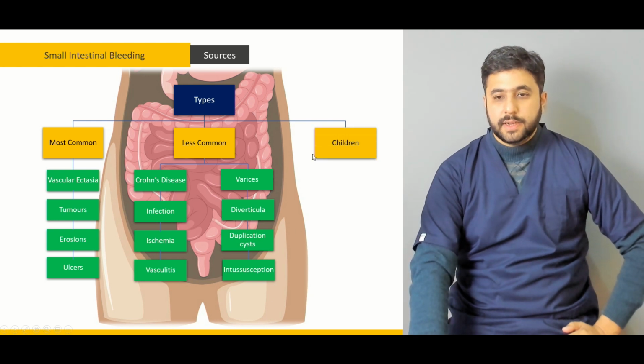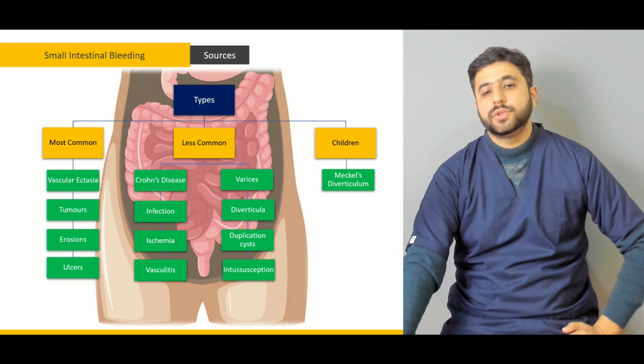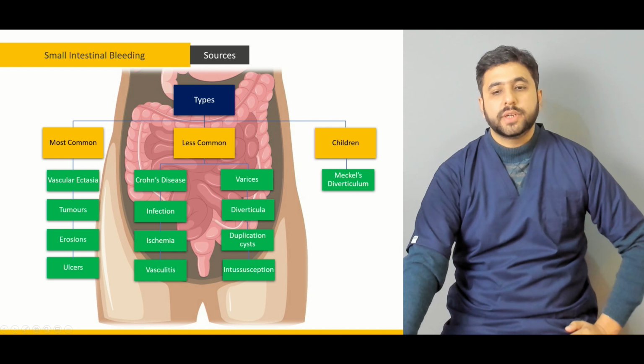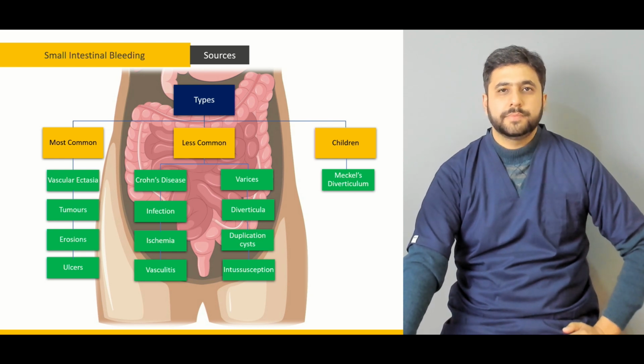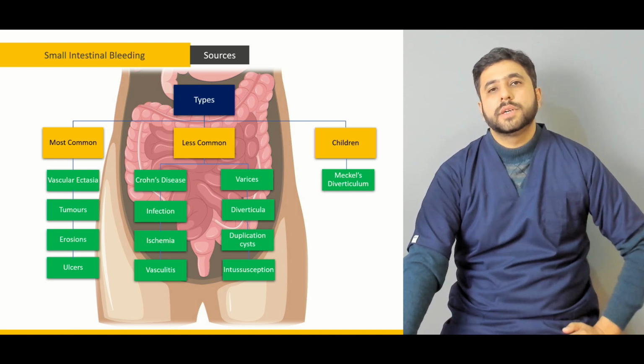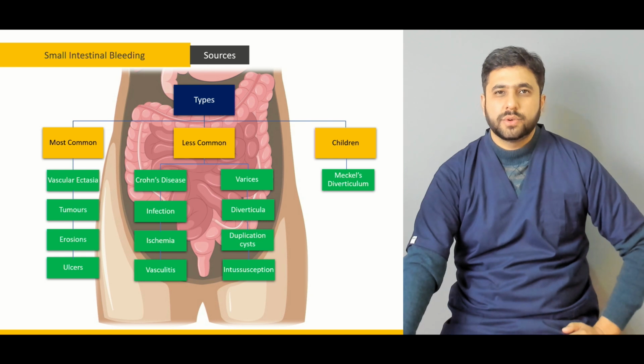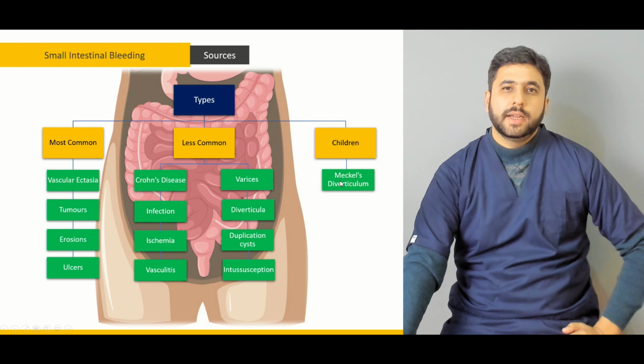And then, talking of children, the most common cause which you have to remember is Meckel's diverticulum. If a child comes with a small intestinal bleed, then the number one thing you have to rule out is Meckel's diverticulum. As you know, it is an outpouching of the small bowel, just proximal to the ileum and colon junction, and it is present in 2% of the population. The rule of 2%: 2% of the population, and 2 times it is symptomatic.